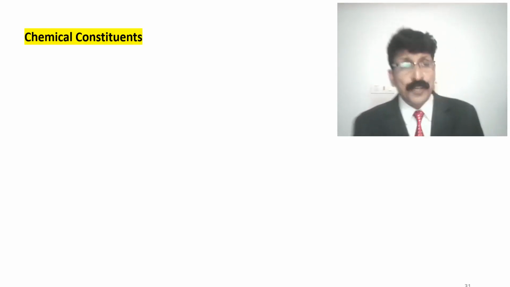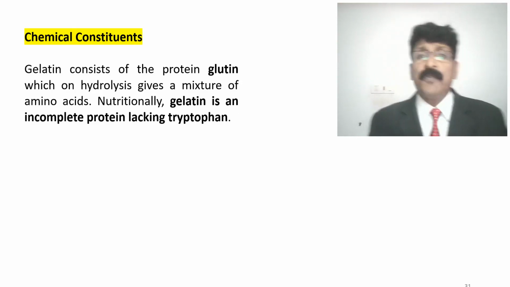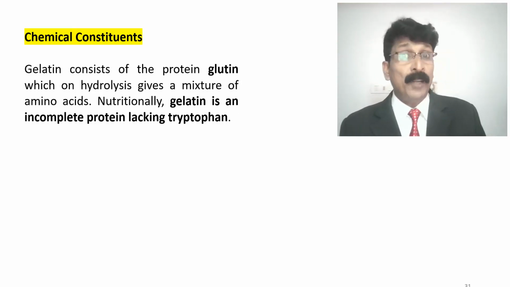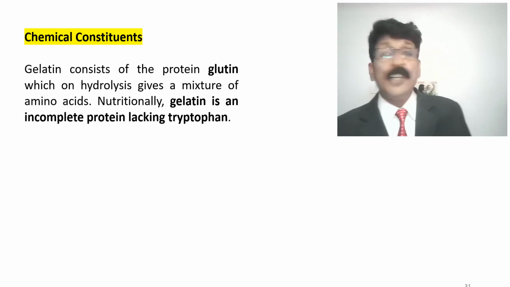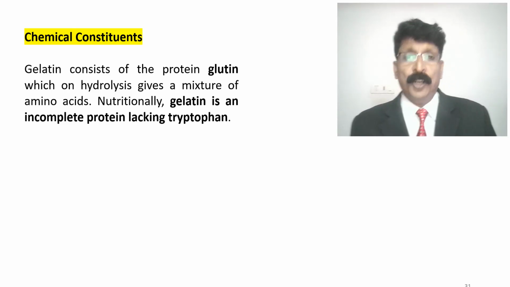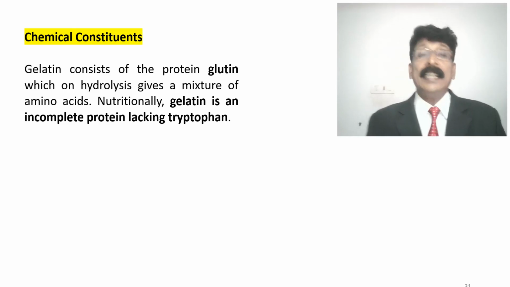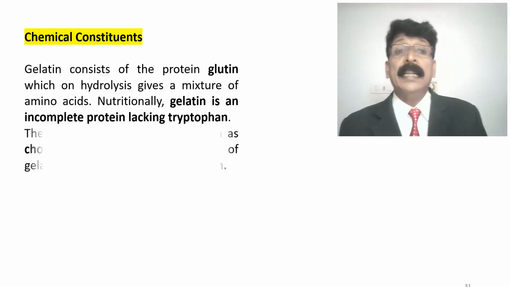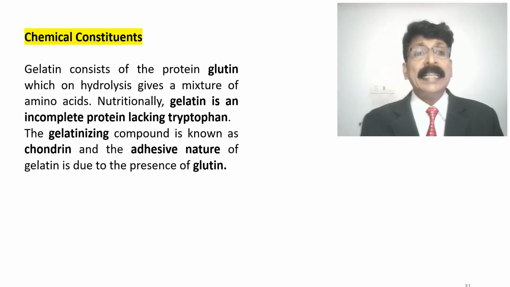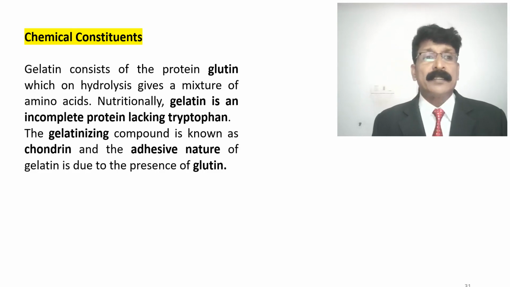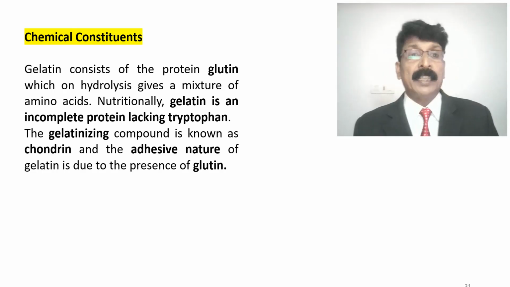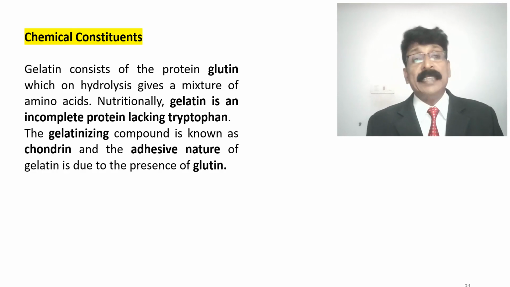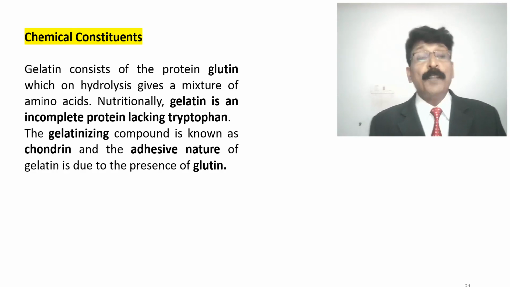Chemical constituents of gelatin. Gelatin consists of a protein named gluten, which on hydrolysis gives a mixture of amino acids. Nutritionally, gelatin is an incomplete protein lacking tryptophan. The gelatinizing compound is known as chondrin. Chondrin is the chemical responsible, and the adhesive nature in the gelatin is due to the presence of gluten.